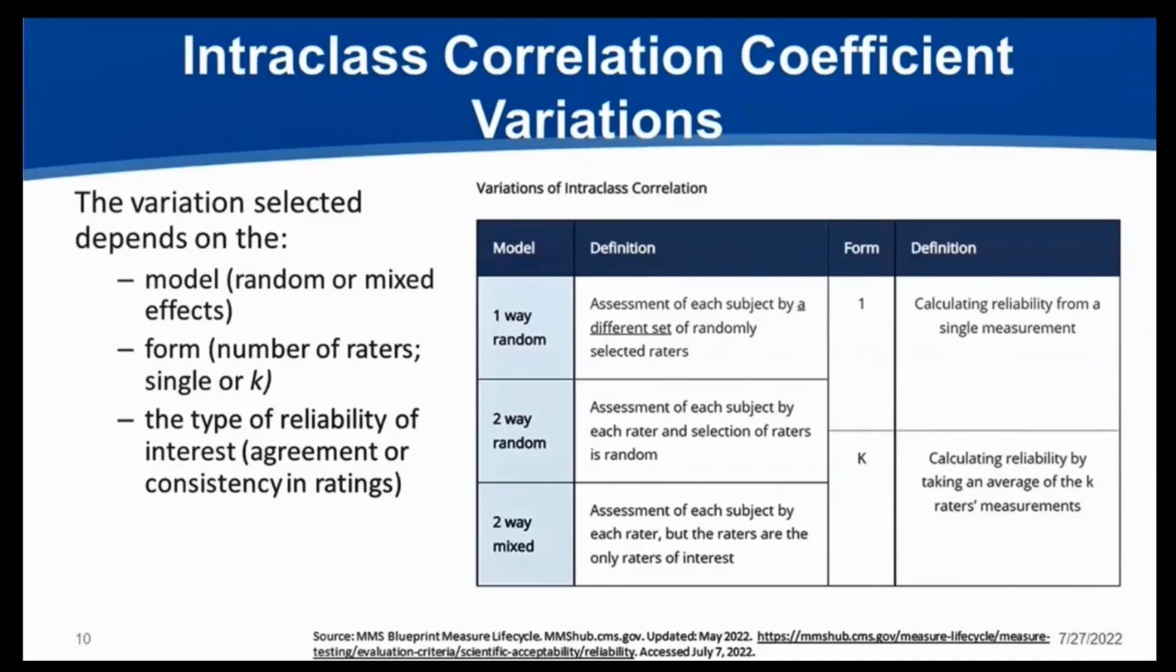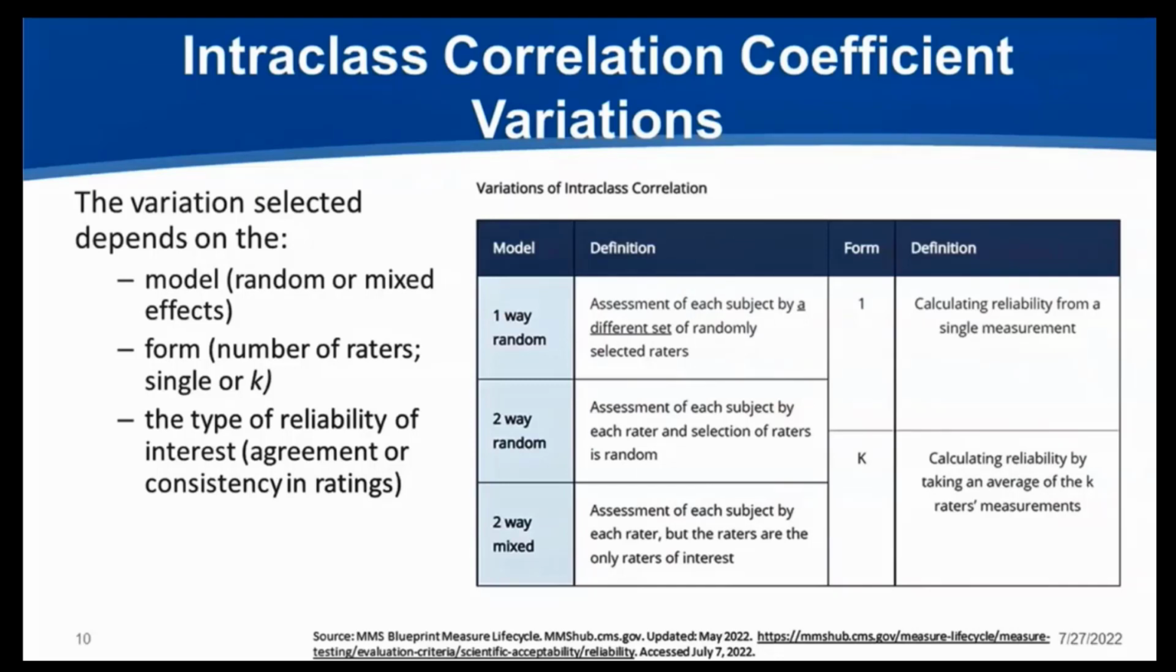A two-way random effect model, now you've introduced subject as one of your factors, and then the raters would also be a factor. You'd have multiple raters for each subject. So each subject would be measured by multiple raters, and each rater would rate each subject. But those raters are a random effect, which means that theoretically your raters have been drawn from some population of similar raters.